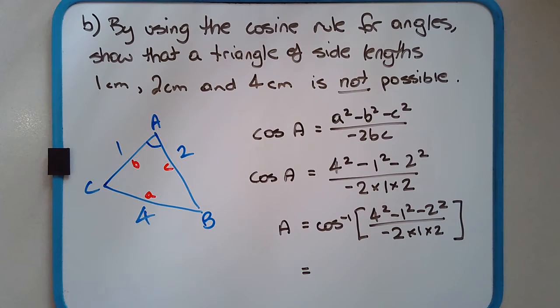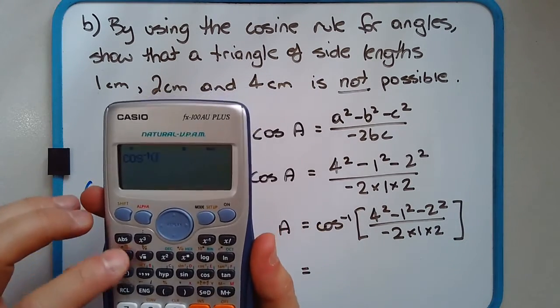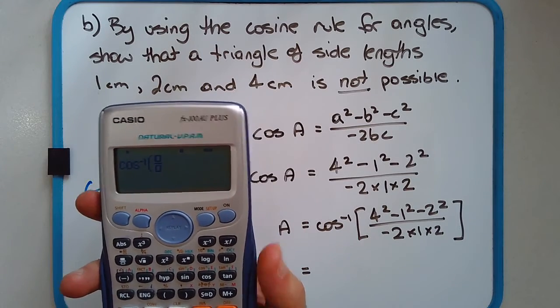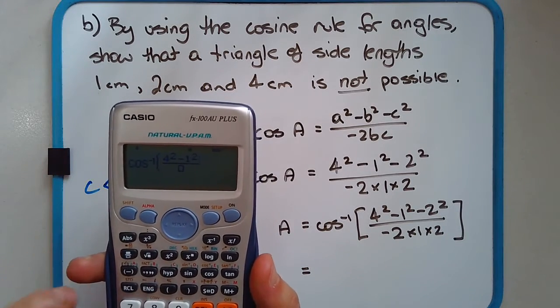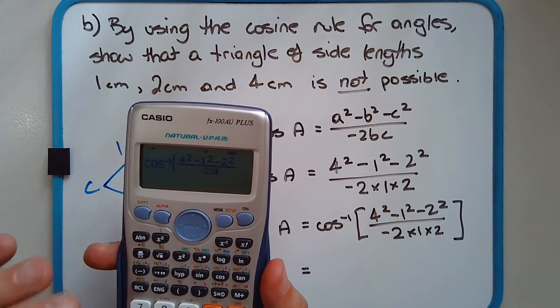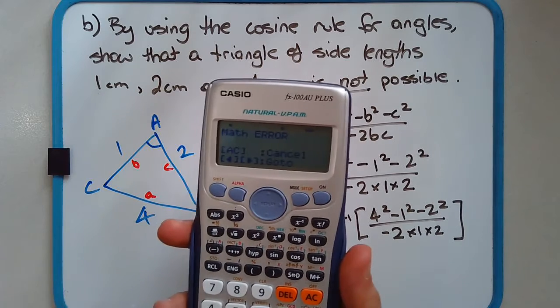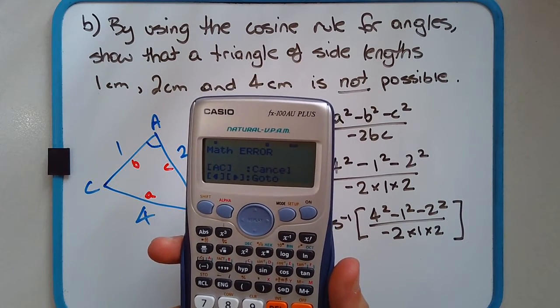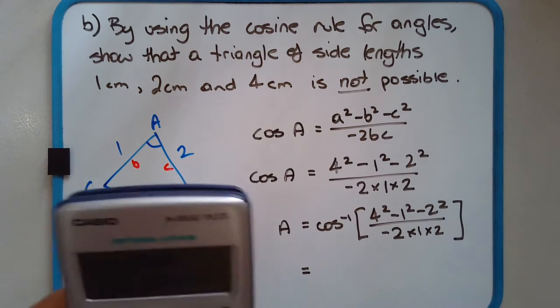Let's see what happens. Okay, so shift cos. Because we want an angle, inverse cos. Okay, 4 squared minus 1 squared minus 2 squared over negative 2 times 1 times 2. Ooh, we get a math error. Doesn't work. Let's see why it doesn't work.